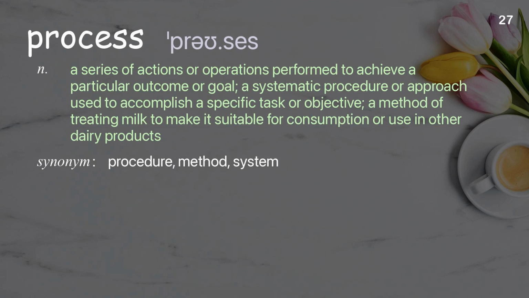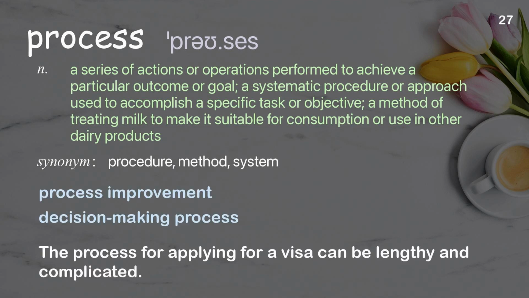Process. A series of actions or operations performed to achieve a particular outcome or goal. A systematic procedure or approach used to accomplish a specific task or objective. A method of treating milk to make it suitable for consumption or use in other dairy products. Examples: process improvement, decision-making process. The process for applying for a visa can be lengthy and complicated.